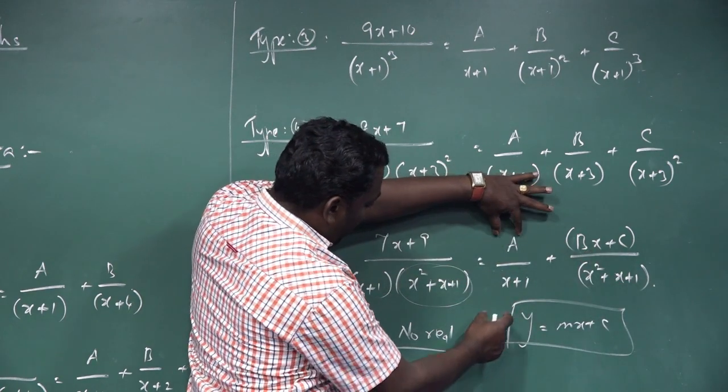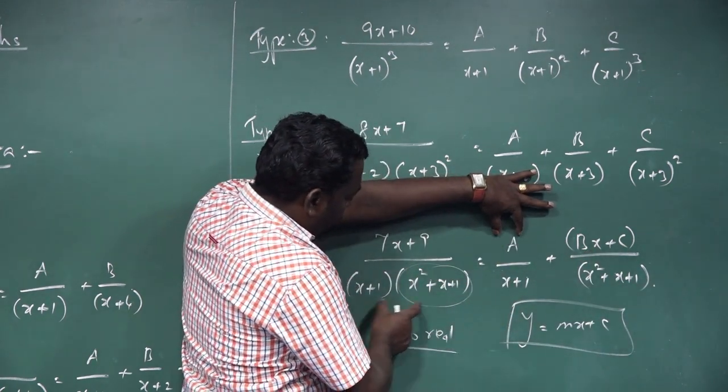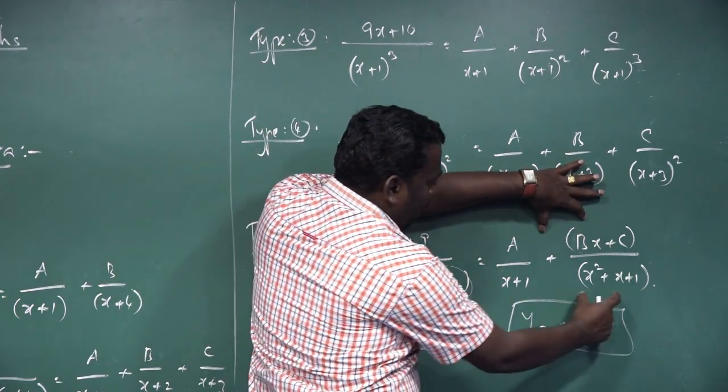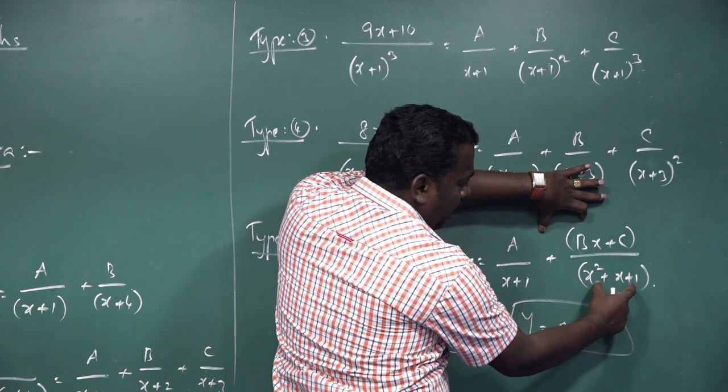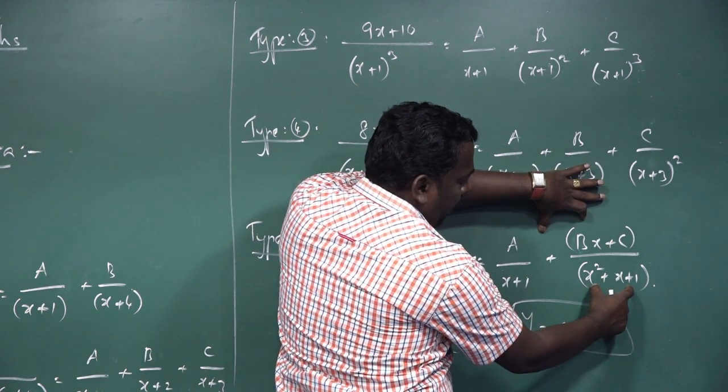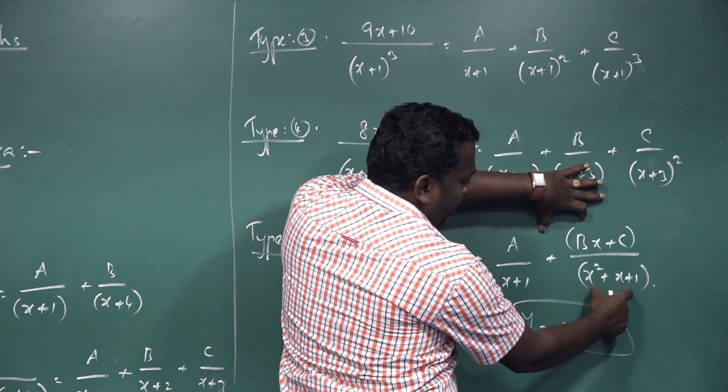Therefore, by the first factor x plus 1, the denominator is called x square plus x plus 1. It is called a quadratic equation. It obtains no real form; its zeros, or imaginary values, are obtained.